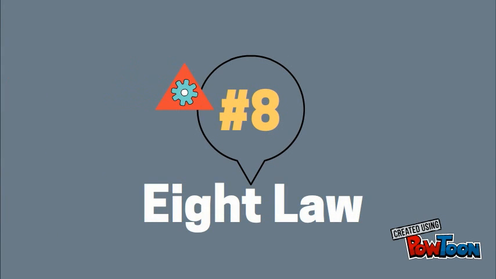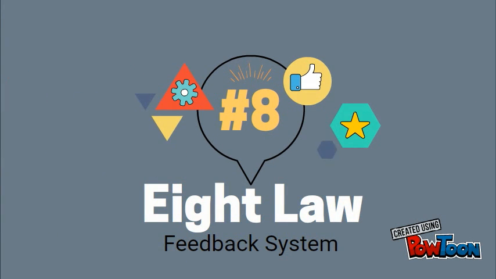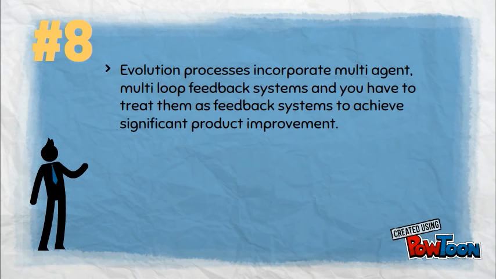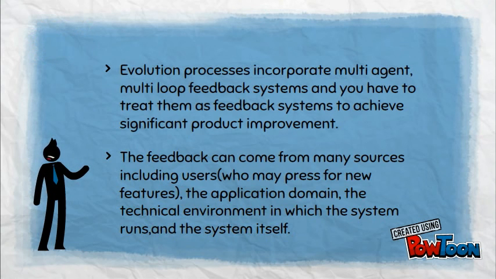Eighth law. Feedback system. Evolution processes incorporate multi-agent, multi-loop feedback systems, and you have to treat them as feedback systems to achieve significant product improvement. The feedback can come from many sources, including users who may press for new features, the application domain, the technical environment in which the system runs, and the system itself.